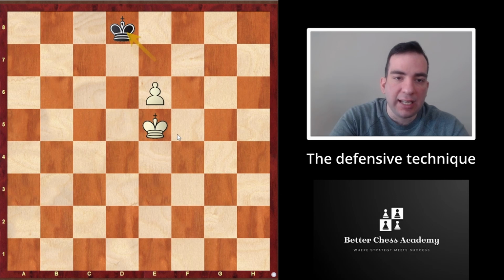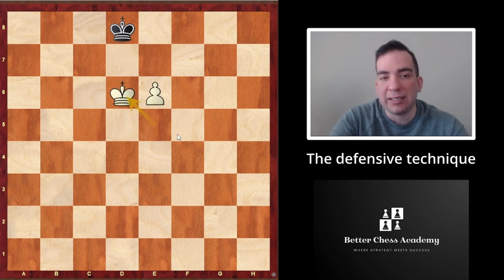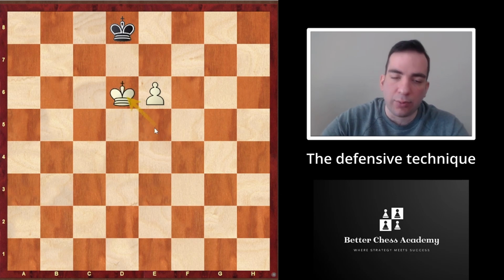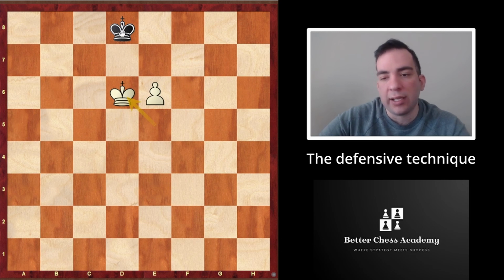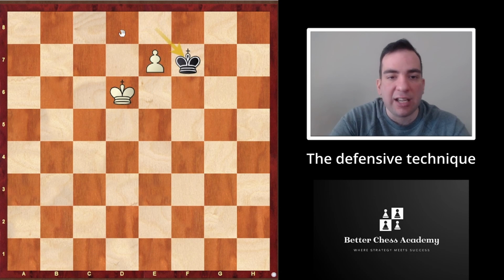If we moved on d8, it's a mistake, because white plays king d6, and we reach a familiar position with the pawn on the 6th rank plus the opposition, white wins. King e8, e7, king f7, king d7.